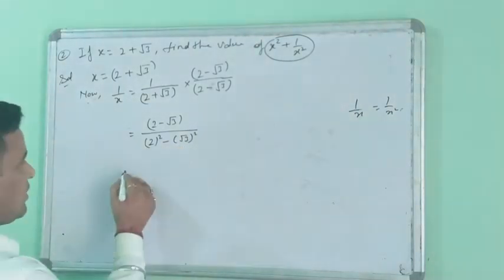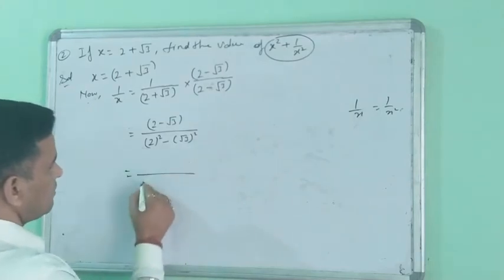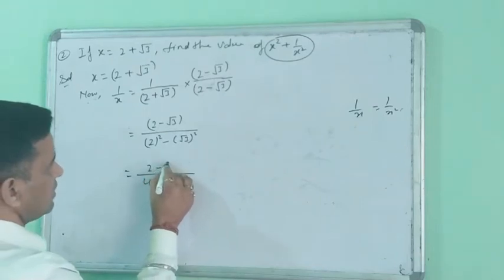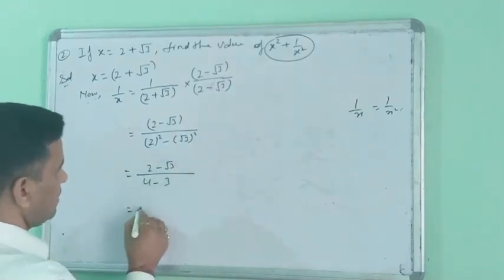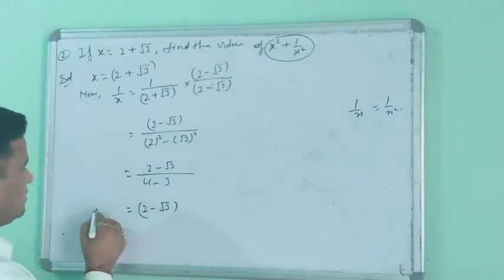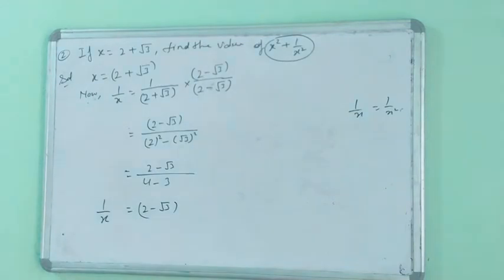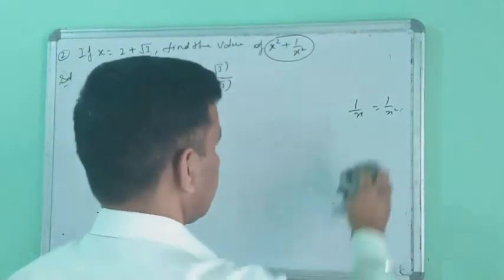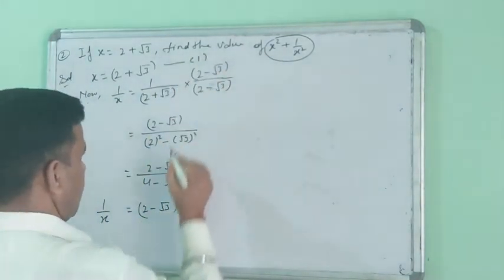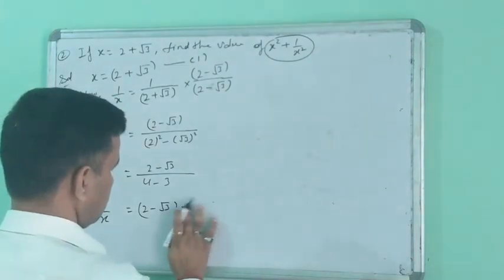You will write the next step here. A square means 4, and b square means 3. And here write 2 minus root 3. What result comes here? Your result is only 2 minus root 3. So this is the value of 1 upon x. This one is the value of 1 upon x. And you have the value of x here, 2 plus root 3. So this one is equation first, and this one is equation second.